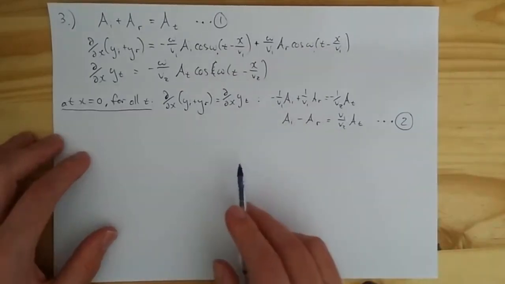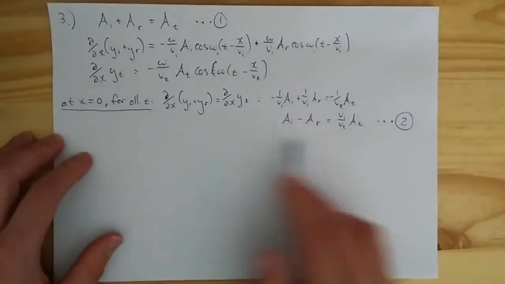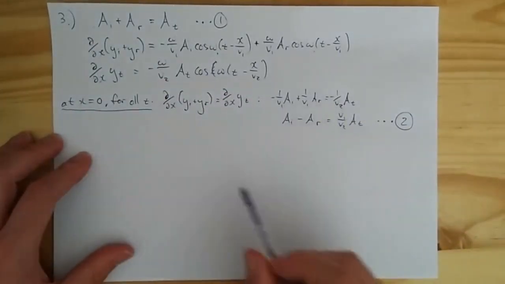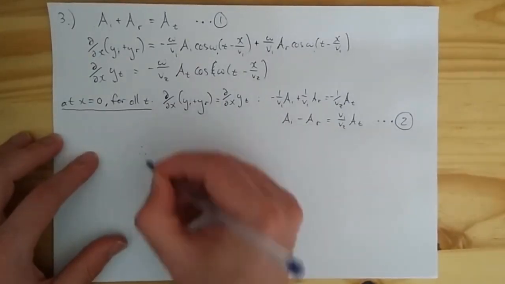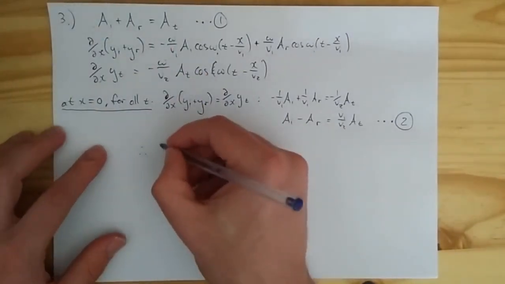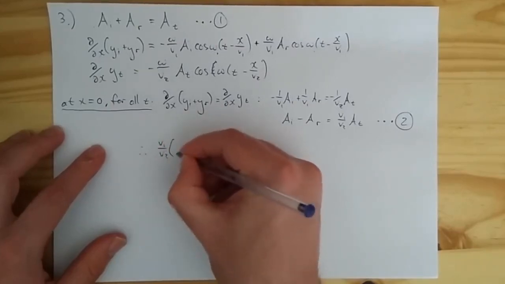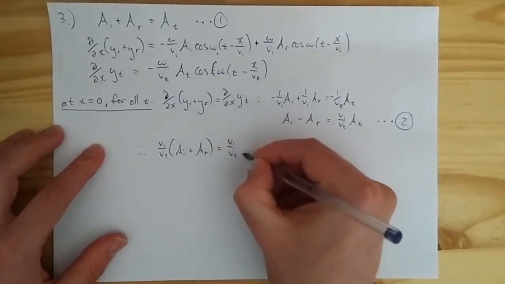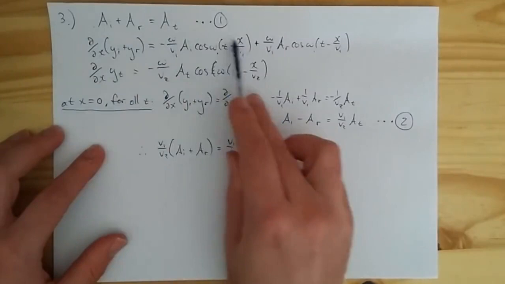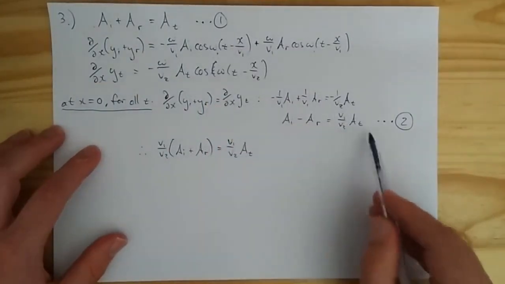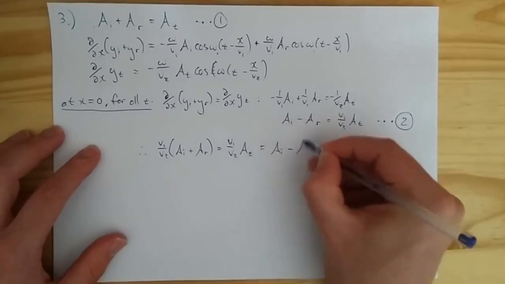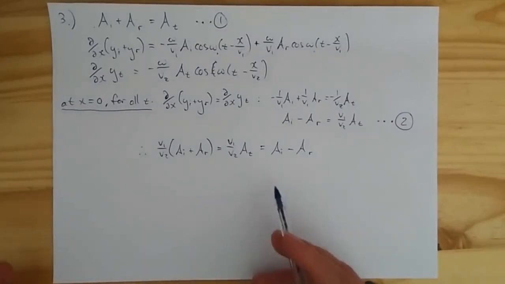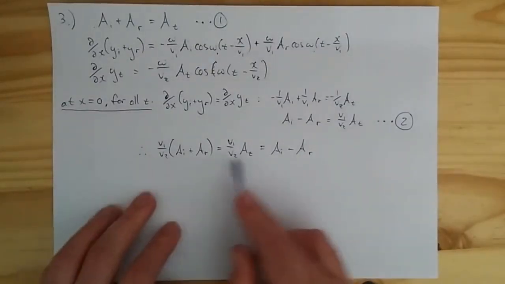Okay, so what do we have? According to the first one, how shall we go about this? Let's multiply, because we've got this term, let's multiply the entire first condition with v1 over v2. So I then have that v1 over v2 times ai plus ar must be equal to v1 over v2 at. So that's just the first condition. And by the second condition, this must be equal to ai minus ar. Okay, so now I'm just going to equate the two. So the at falls away.